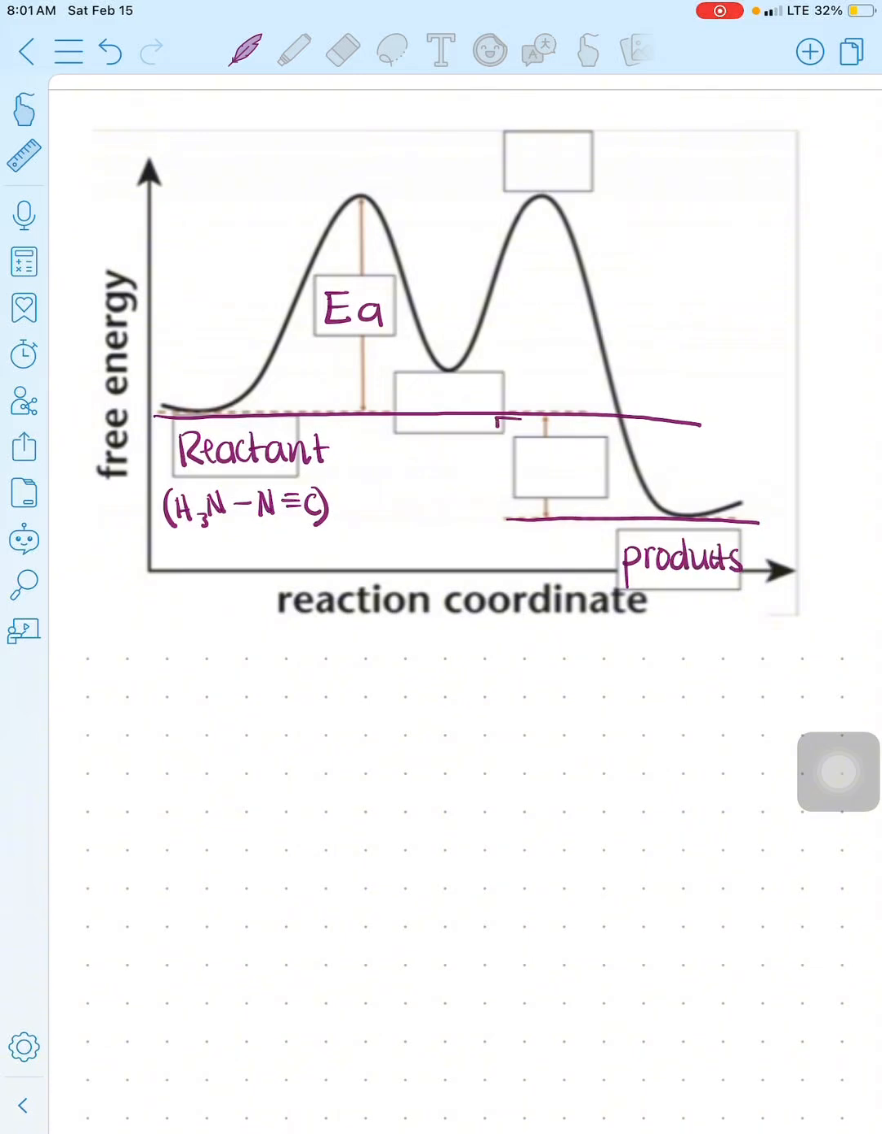The little gap in between right here is the delta H, which stands for the heat of reaction. So I'll put that right here, delta H reaction. Depending on which way the diagram goes, this could be positive or negative. For this example, it is a negative delta H reaction, which makes it exothermic.